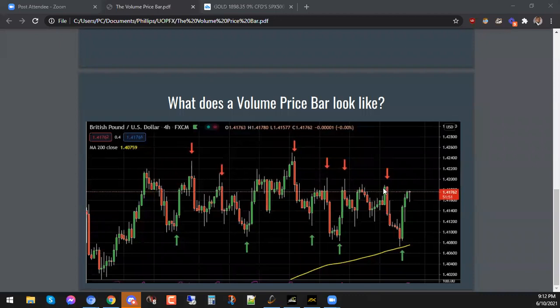Okay. So would you guys be able to identify a volume price bar? Do you understand where these volume price bars show up? They show up at the end of a correction. They also show up at the end of an impulse. Because volume price bars in a lot of cases would start off a correction, and they will start off an impulse wave.